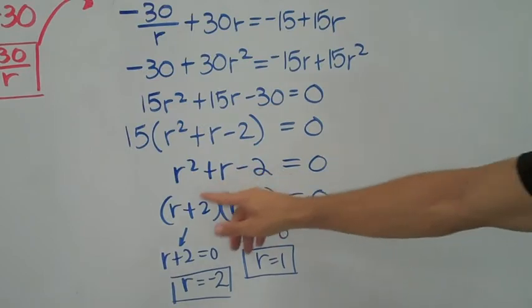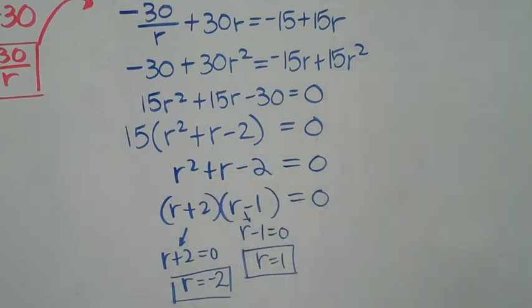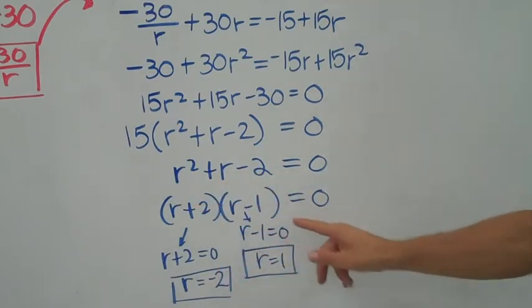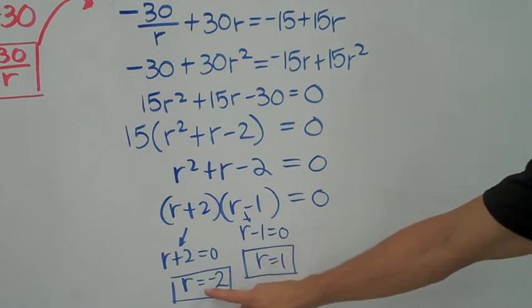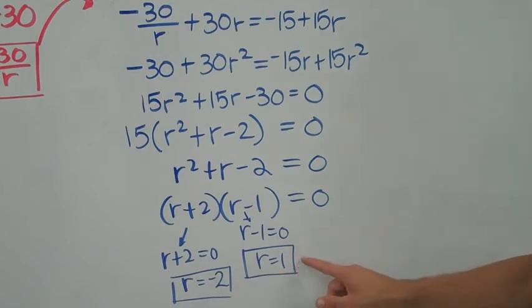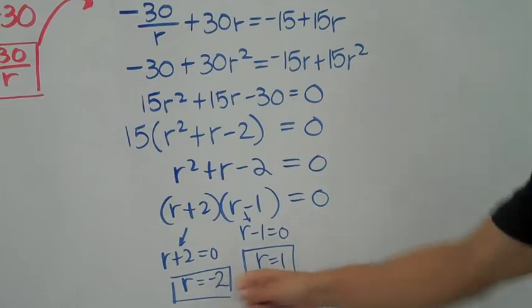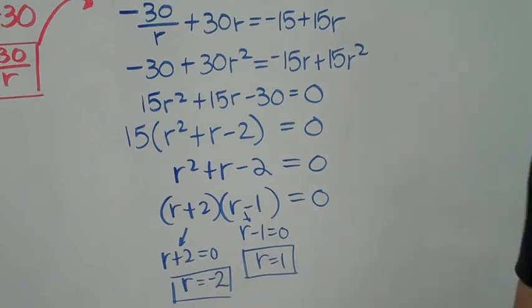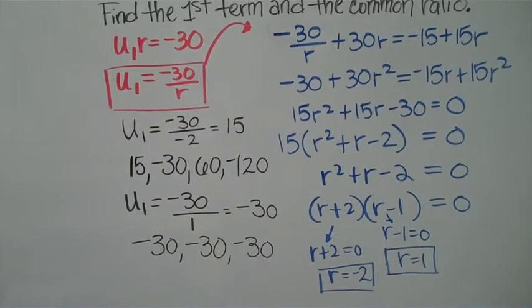When I got this expression, I factored. I can use the zero product property to set r plus 2 equal to 0 and r minus 1 equal to 0, giving me the common ratio of negative 2 or 1. So I've got to investigate both of these because I found I have two common ratios. At this point, we see we have two possible values for r, the common ratio, negative 2 and 1.